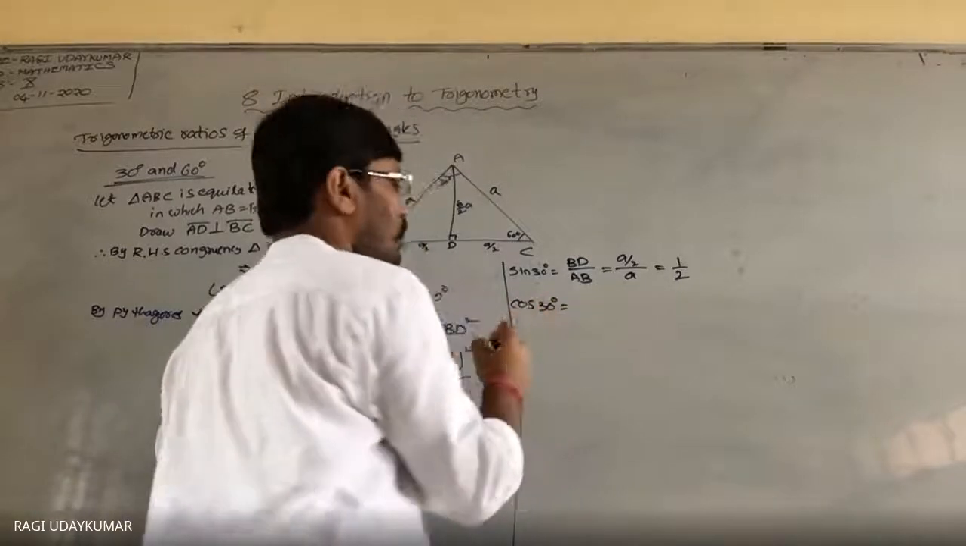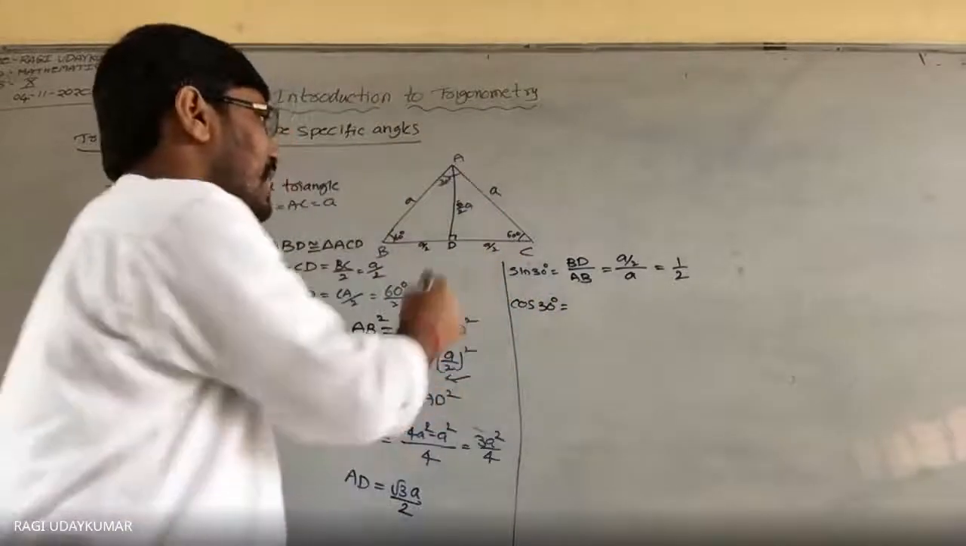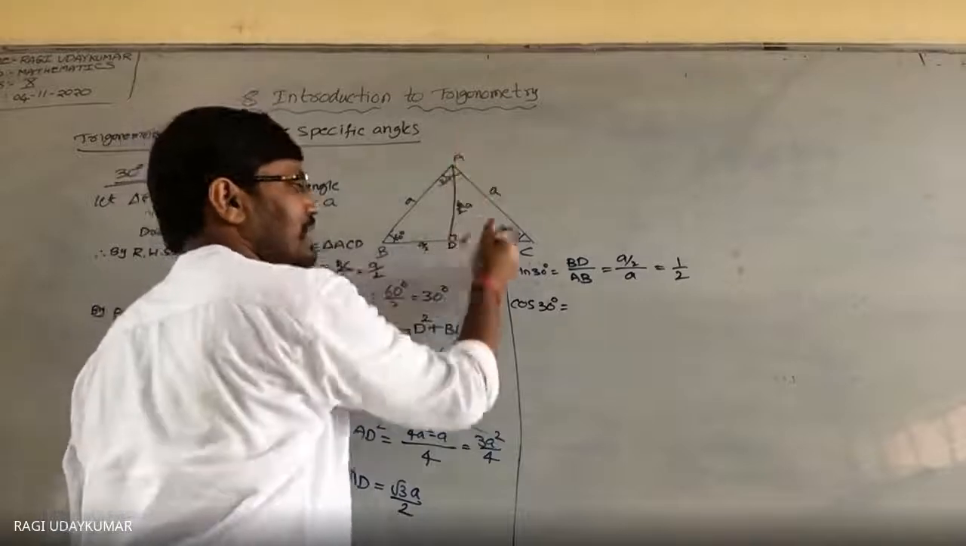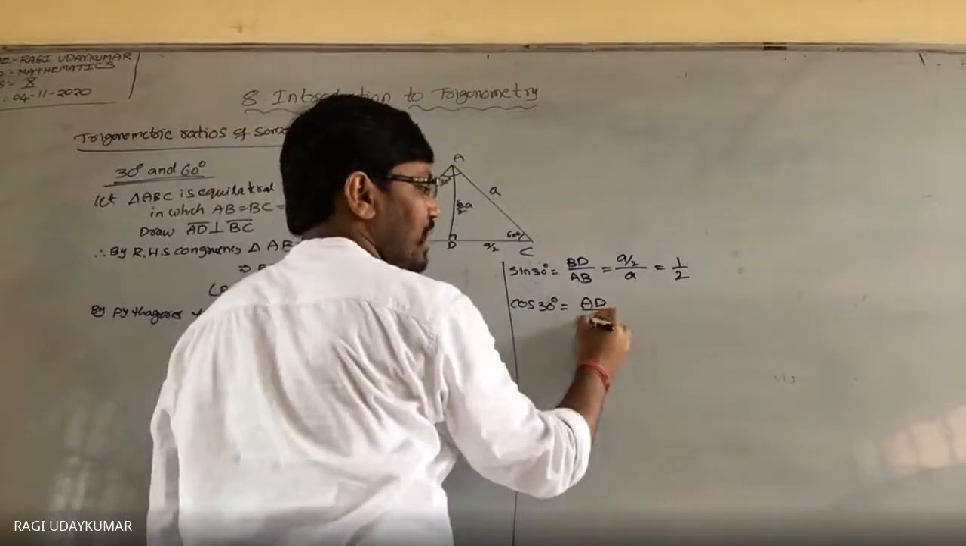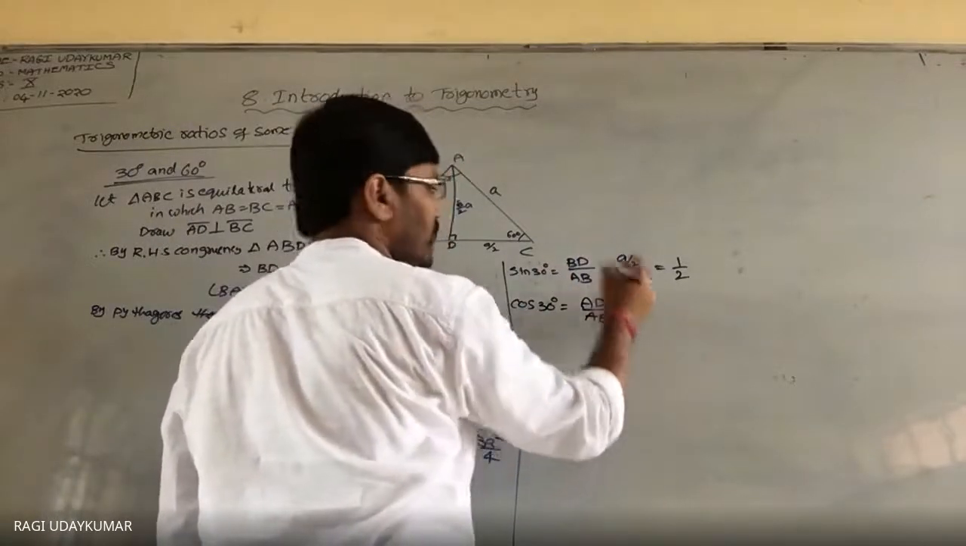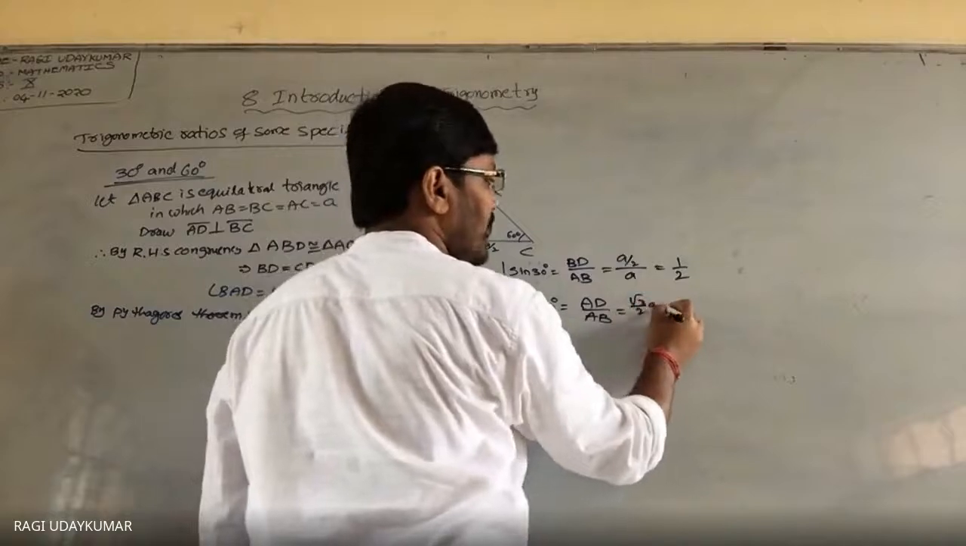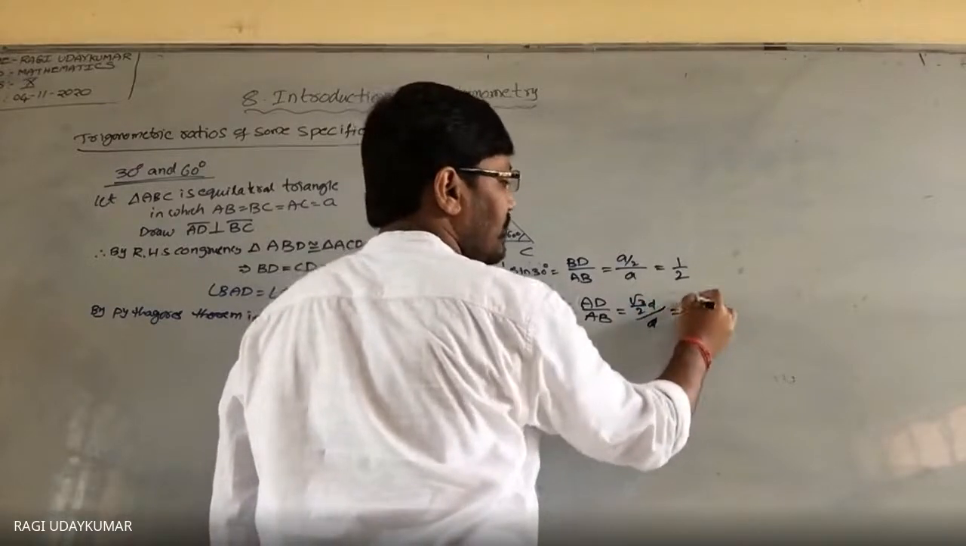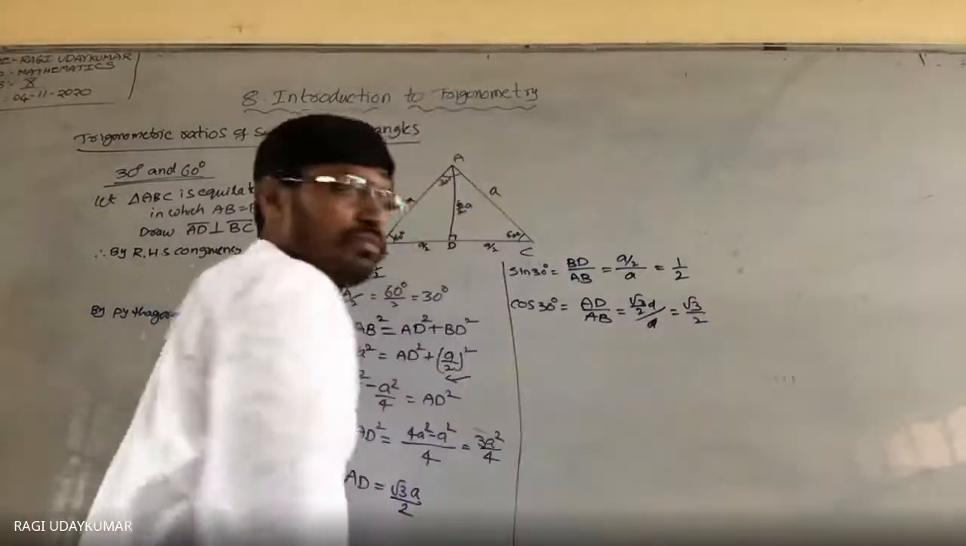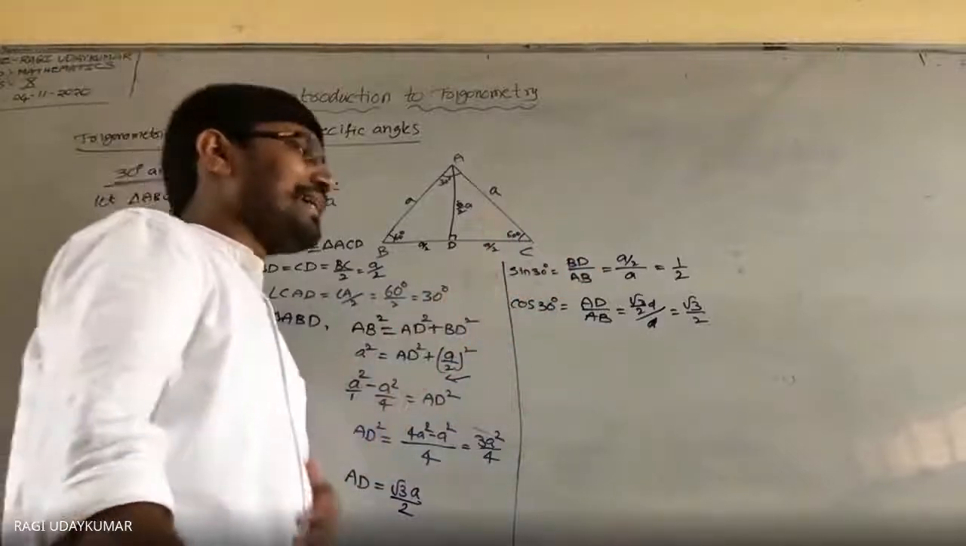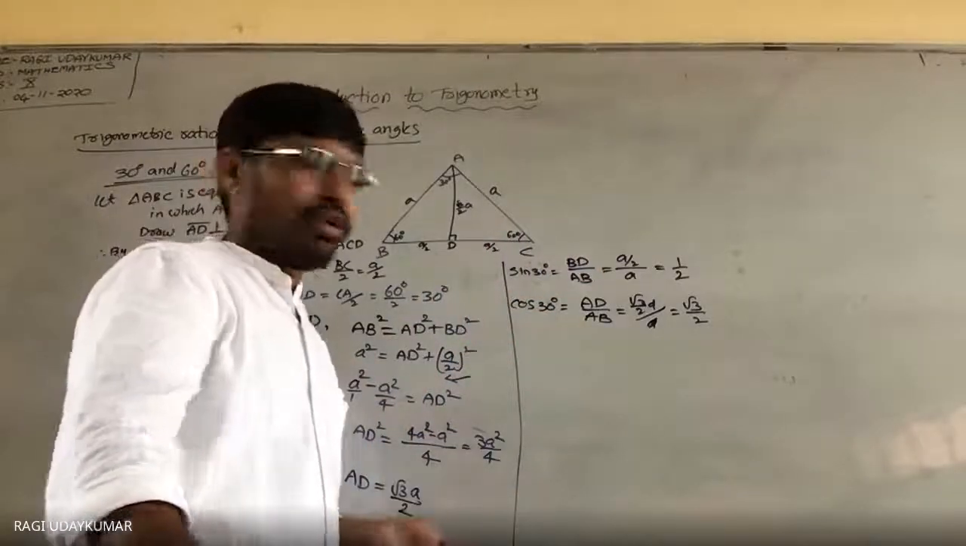Cos 30 degrees: if you are taking 30 degrees, what is the adjacent side? The adjacent side is AD. So AD by AB is equal to a root 3 by 2 by a. a will get cancelled. We are going to get root 3 by 2. Now, if you get sin 30 and cos 30, the remaining ratios you can find out.